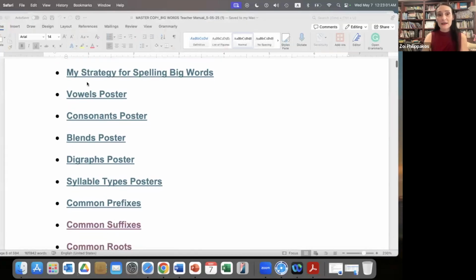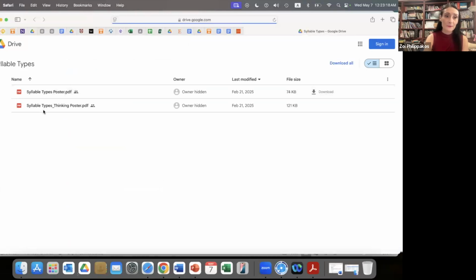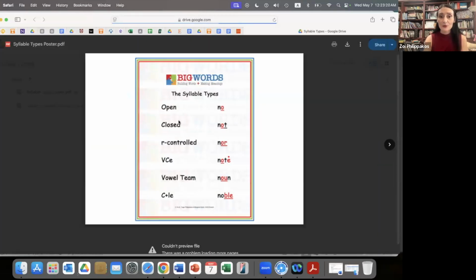Also, I will have my strategy for spelling, the vowels poster, the consonants poster, the blends poster, and the digraphs one that we will be using when we work on the review lessons. Then we have the syllable types posters, and I will open that so you can see what it looks like.